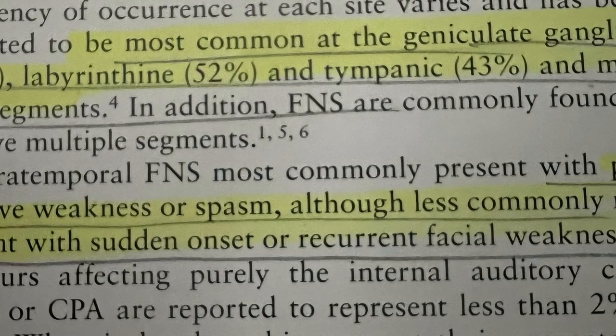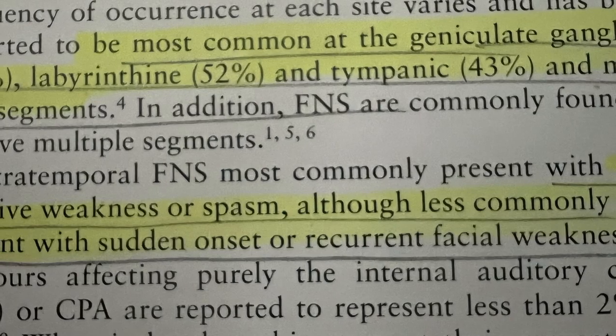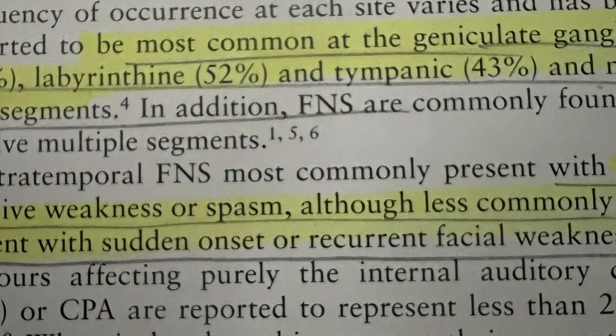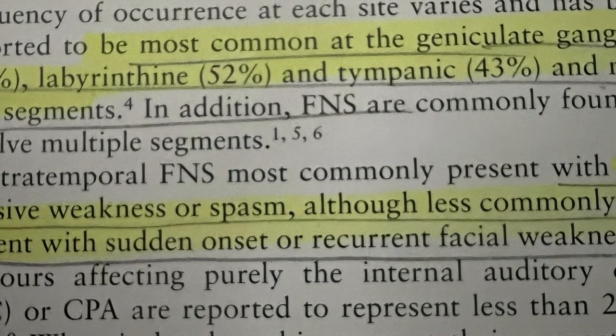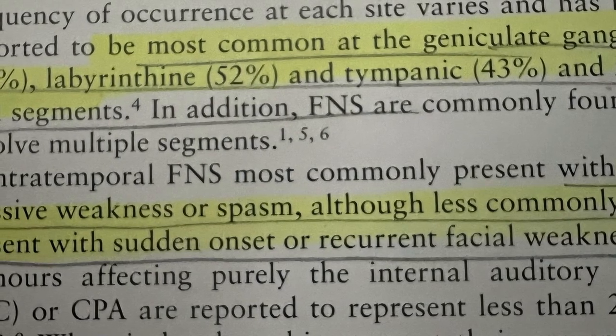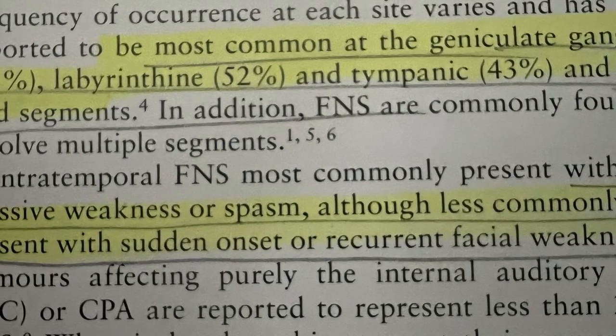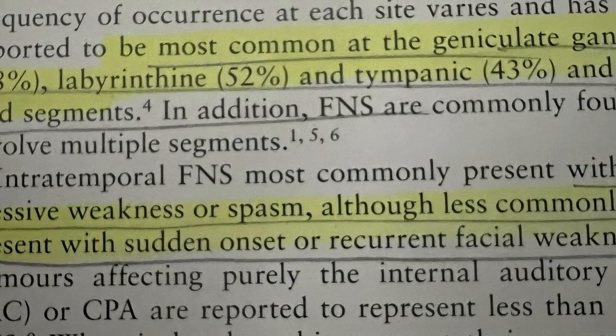The relative frequency of occurrence at each site: the most common site is the geniculate ganglia, about 68%; the labyrinthine segment is the second most common site, about 52%; the tympanic segment is 43%; and the mastoid segment is rarely affected by facial schwannoma.